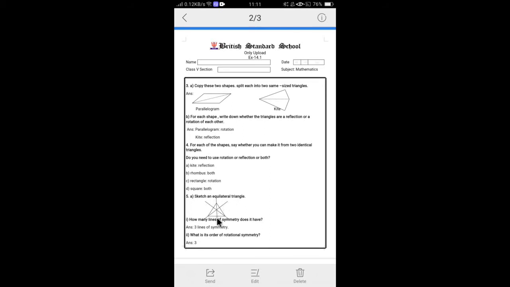It's called an equilateral triangle. So we have to draw this one first in your copy. Then, how many lines of symmetry does it have? What is a symmetry line? The line which can divide a shape equally. As you can see, if I draw a line vertically, I get these 2 triangles. So these 2 are the same.